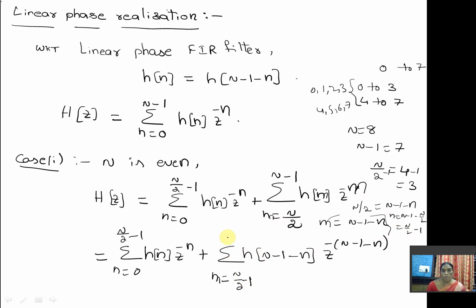What is the upper limit here? Substitute N minus 1 in the place of n. Now what is m? 0. So in this way you convert the second summation. Now the summation limits from N by 2 minus 1 to 0 we may write from 0 to N by 2 minus 1.